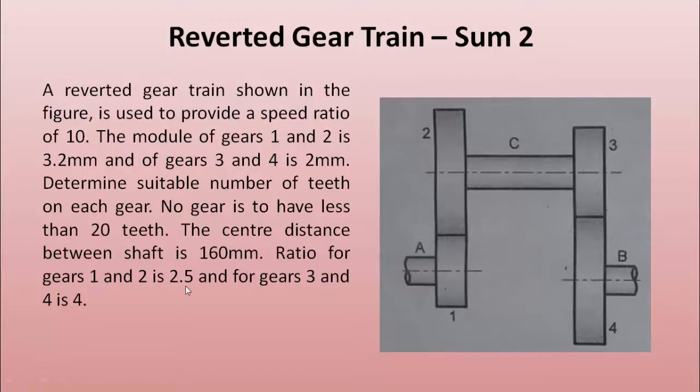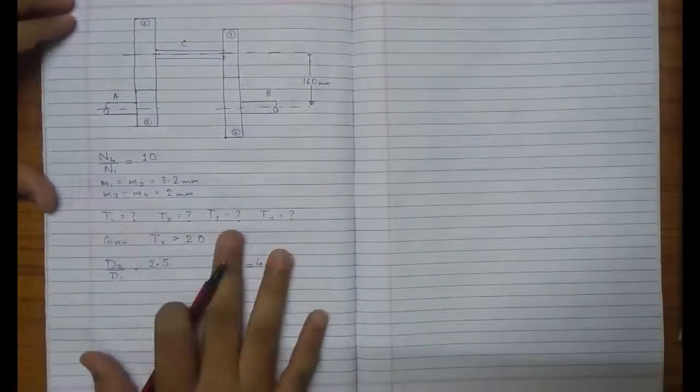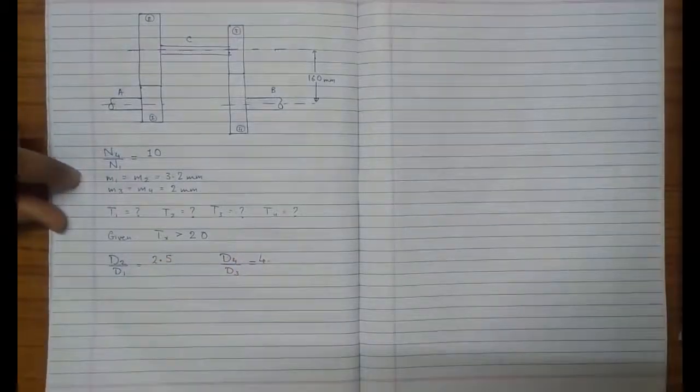The ratio for gears 1 and 2 is 2.5, means the diameter of gear 2 is 2.5 times the diameter of gear 1, and the ratio for gears 3 and 4 is 4. So the diameter of gear 4 is 4 times the diameter of gear 3. Using all this information, we have to find out the number of teeth on all these 4 gears. So in this second sum on reverted gears, it is slightly difficult and slightly different. We have to find the number of teeth on each and every gear. It is not that difficult.